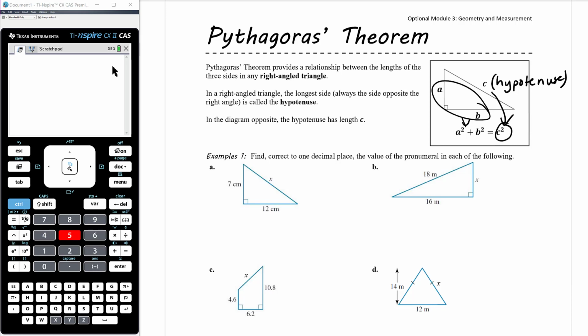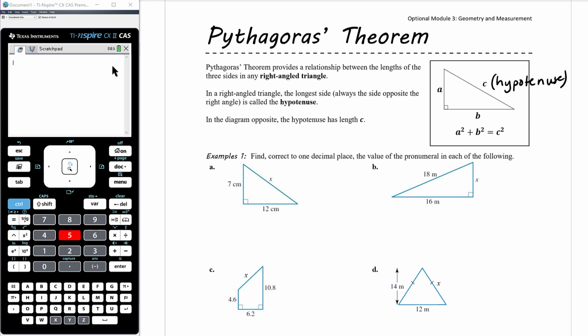So it's really just about clearly identifying which one's the hypotenuse, because that's the length that needs to be on its own in the equation, whether that's on the left-hand side or the right-hand side. This is the same as saying that c squared equals a squared plus b squared, so it doesn't matter which way around you do it: the hypotenuse on its own on one side of the equation, and then squaring the other two sides and adding them together on the other side. Okay, so let's work through some examples.